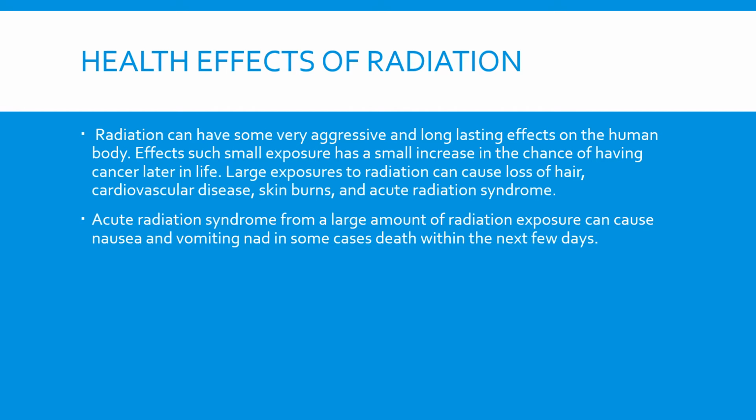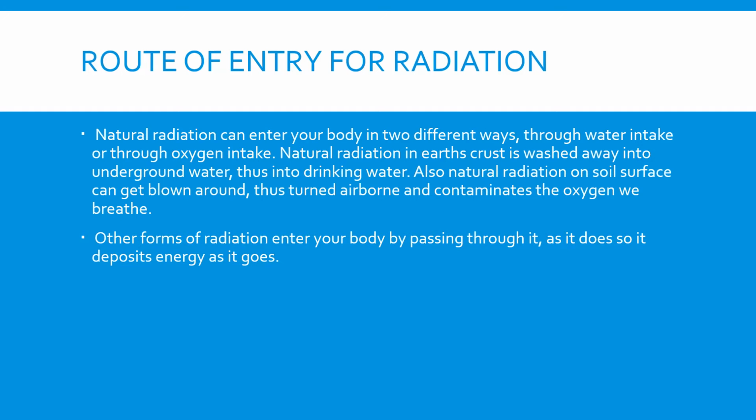Health effects of radiation. Radiation can have some very aggressive and long-lasting effects on the human body. Small exposure to radiation has a smaller increase in the chance of having cancer later in life. Larger exposures to radiation can cause loss of hair, cardiovascular disease, skin burns, and acute radiation syndrome. Acute radiation syndrome from a large amount of radiation exposure can cause nausea, vomiting, and in some cases, death within the next few days.